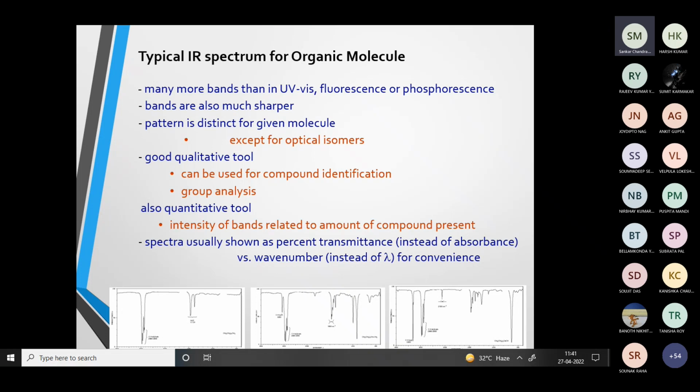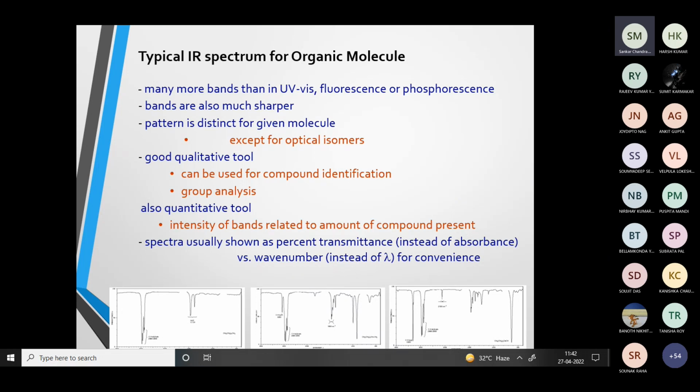There are so many more bonds than in UV-visible spectrophotometry and fluorescence. The bands are also much sharper here, because it is very specific: a particular bond absorbs, and that is why it is very sharp. The pattern is distinct for a given molecule except optical isomers. It is very specific for a particular compound, and good quality instruments give you more authentic data.